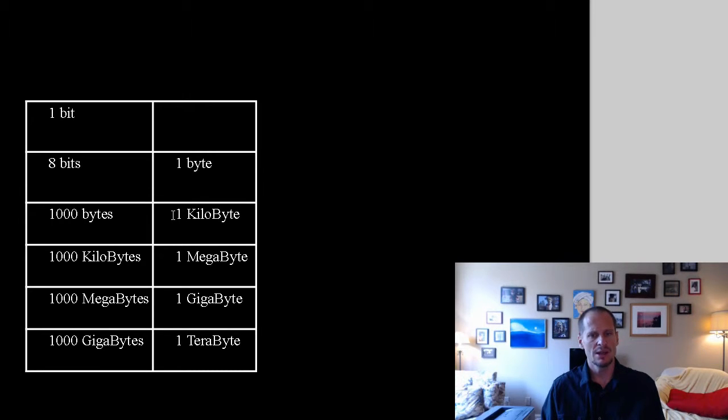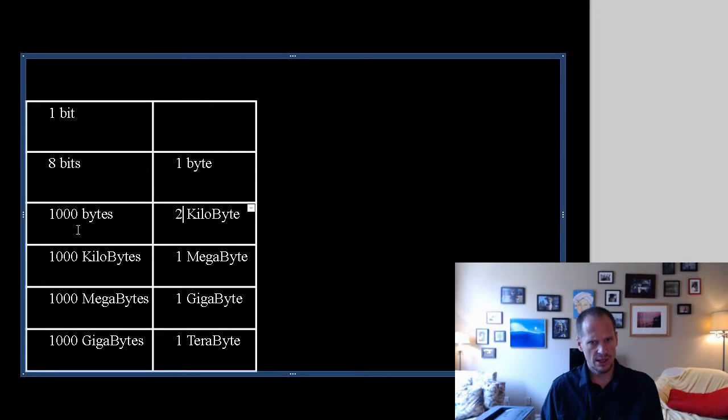If we have 2 kilobytes, right? 2 kilobytes, then we've got 2,000 bytes. And if we have 2,000 bytes, then we must have 8 times 2,000, which is 16,000 single zeros and ones.